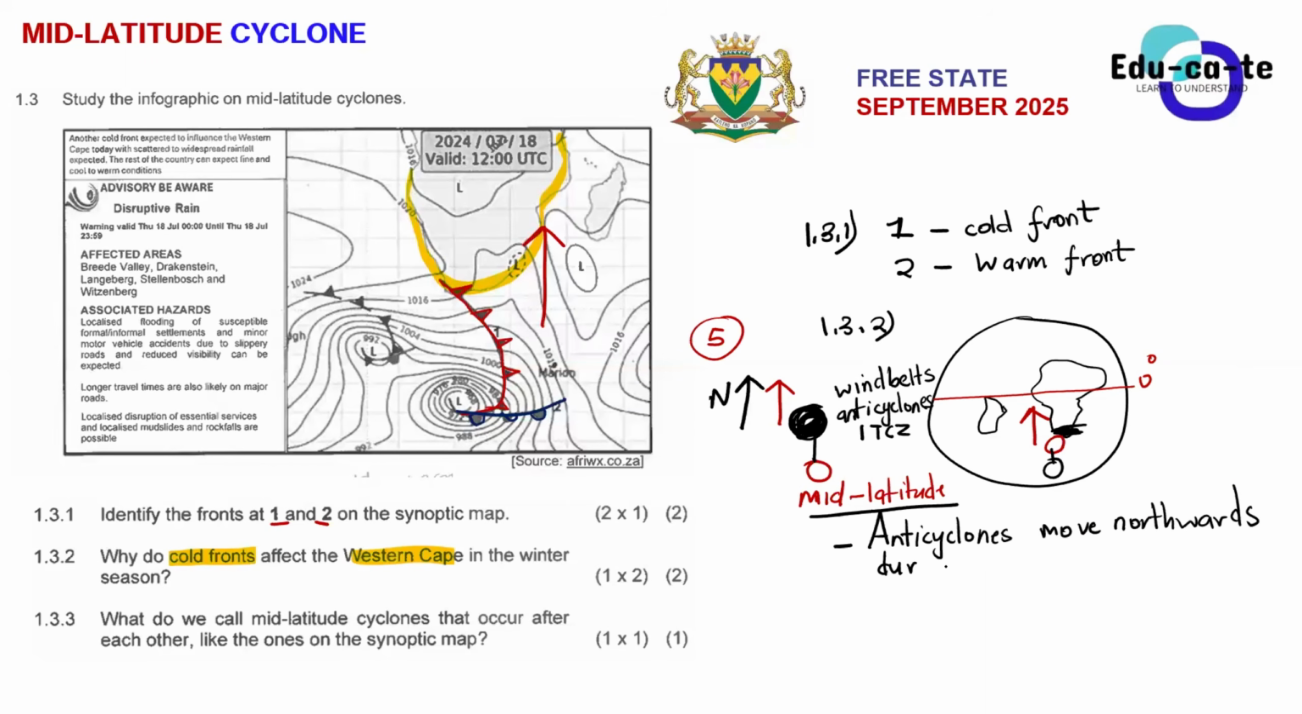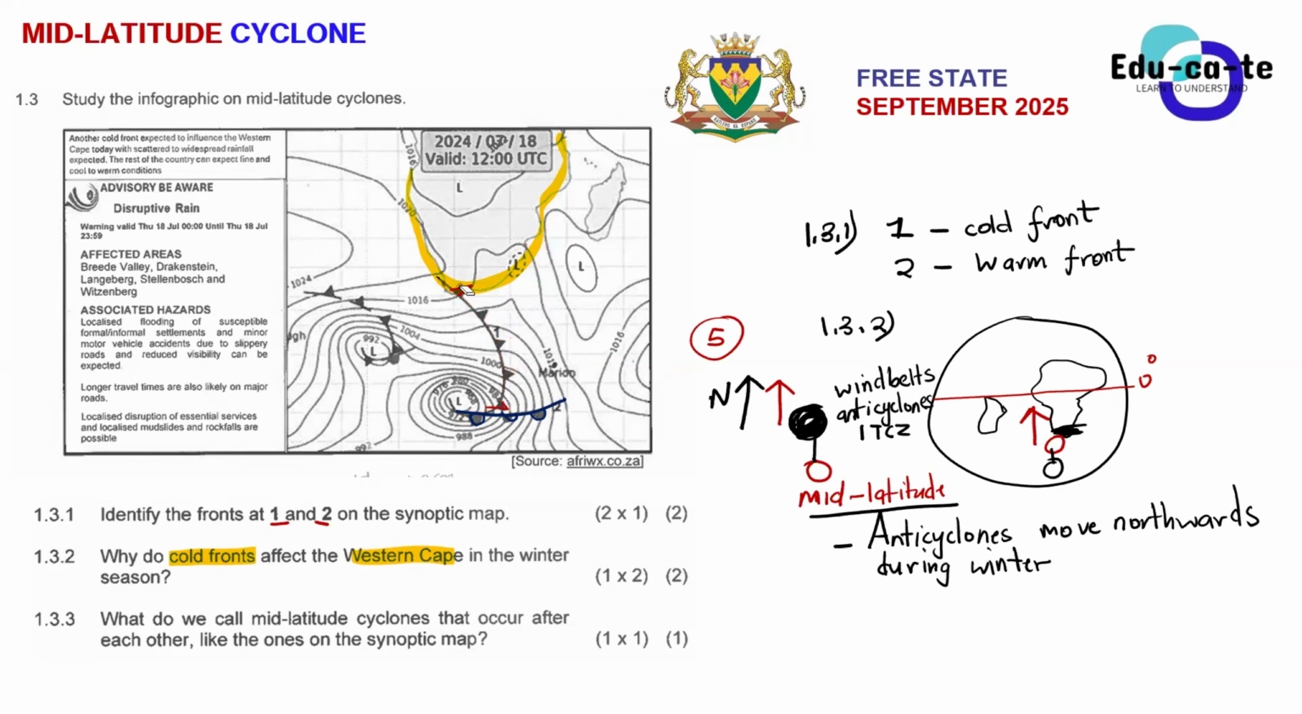So if these move northwards during winter, automatically the mid-latitude cyclones will also move northwards in the same way. And when they move northwards, it means that they are getting closer to South Africa, and particularly they will affect Cape Town, the Western Cape, as a whole province. Do you get the sense, guys?